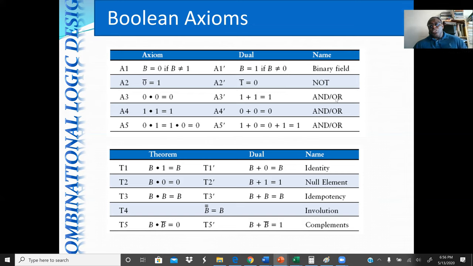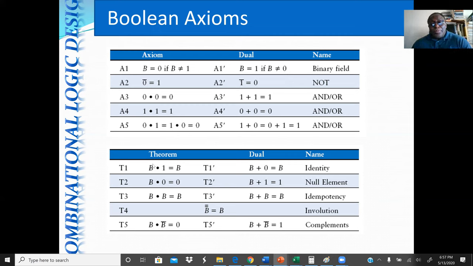Then we have the AND and OR operations. The AND is multiplication, the OR is addition. So 0 times 0 is 0, 1 times 1 is 1, 0 times 1 is 0, and 1 times 0 also is 0. But with the OR, 1 plus 1 is what? 1. 0 plus 0 is what? 0. 1 plus 0 is 1. And 0 plus 1 is also 1. So 1 plus 0 is the same as 0 plus 1, which is 1. And for multiplication, it will be 0: 0 times 1 is 0, 1 times 0 is still 0.